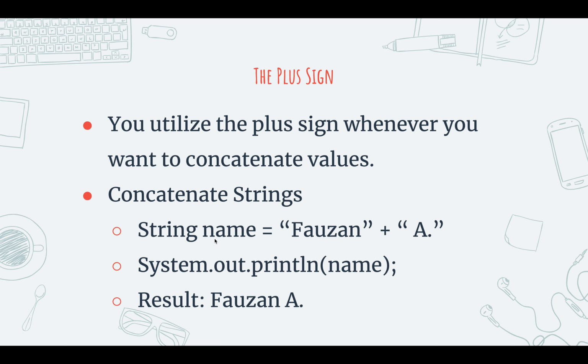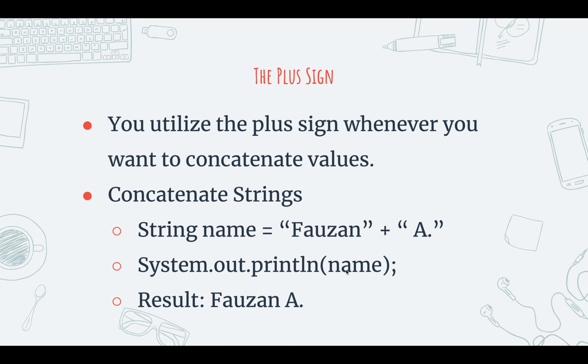So we have our string name, our declaration, is equal to, we have one piece of string, which is Fozon, plus our second piece of string, which is the capital A with a dot to emphasize that is my last name. These are two pieces of string, and then the compiler is like, all right, I'm going to combine these two things together to make and store it into name. And we would end with a semicolon.